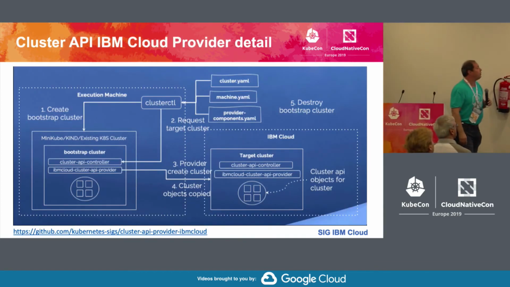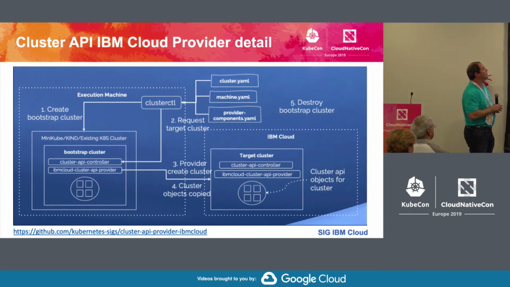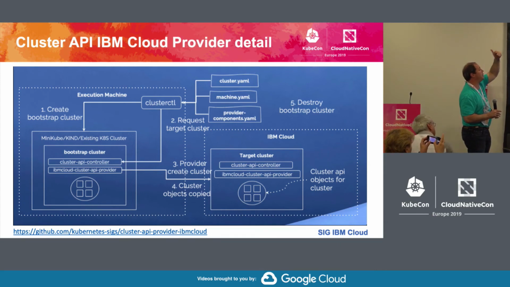And then again, here's more of the flow, just in case you're interested. You've got a YAML description of what the machines look like. You've got a YAML description of what you want your cluster to look like. There's also one for the provider components. Those three YAMLs get fed into the cluster control, cluster CTL tool.